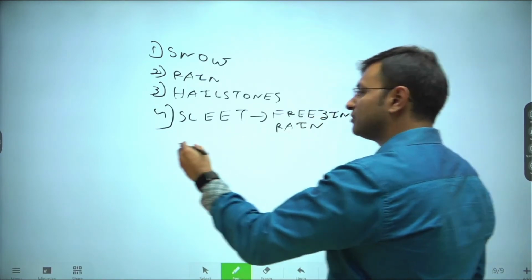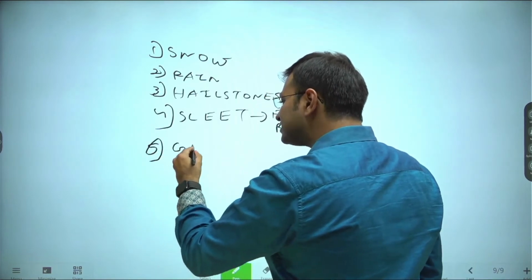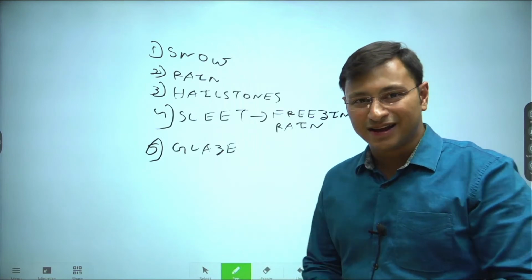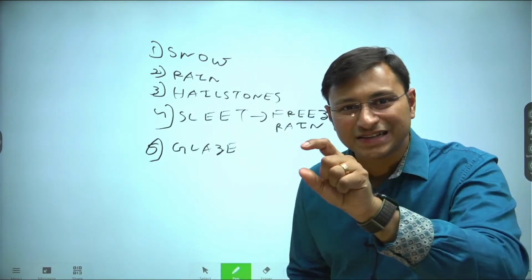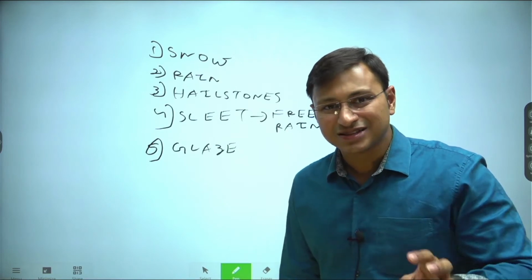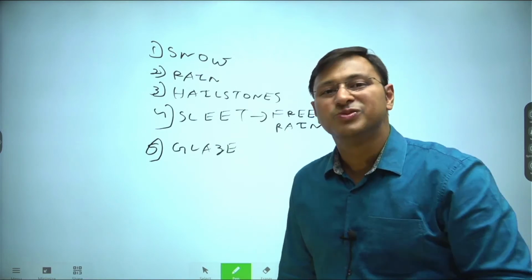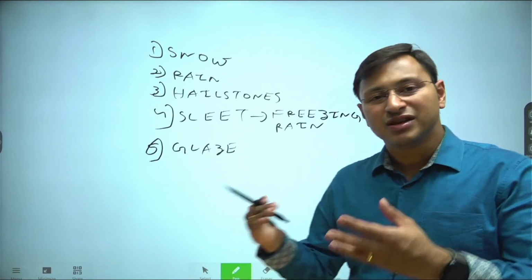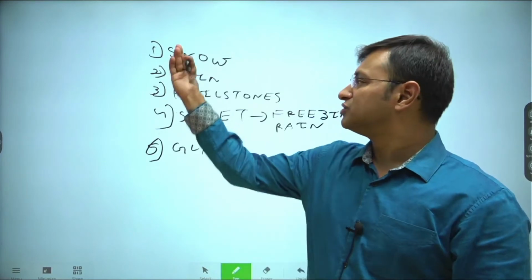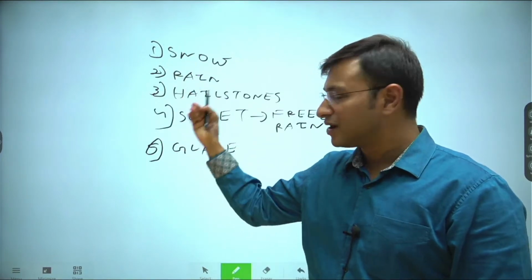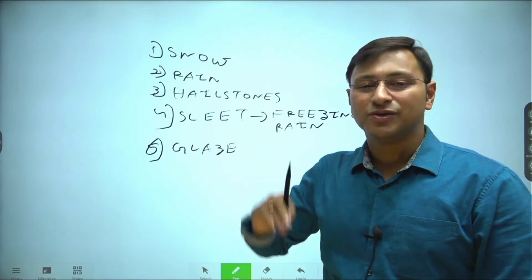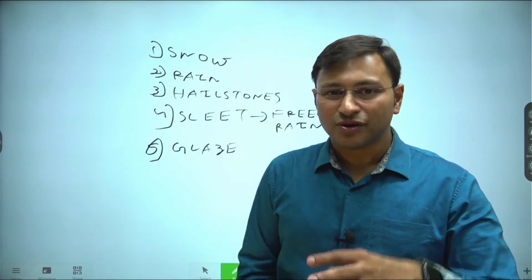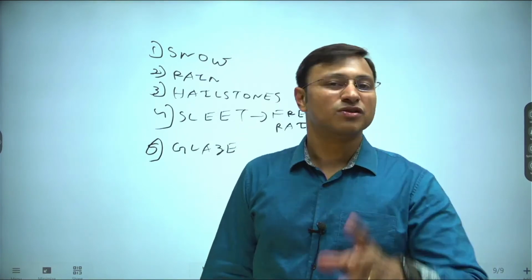Or it can come down as glaze. Glaze is called black ice. If you go to the upper reaches of the Himalayas, you will see a very thin layer of ice on the surface of the road as soon as the surface temperature drops below the freezing point, so you can also have glaze. So this is how the water vapor can come down: you can have snow, rain, hailstones, sleet, and glaze. Guys, this information is very vital for understanding the different aspects of the world's physiography.